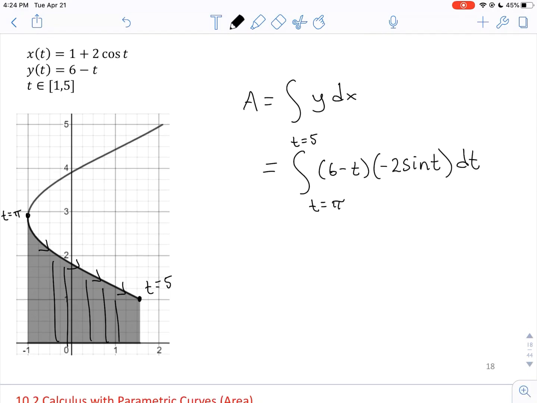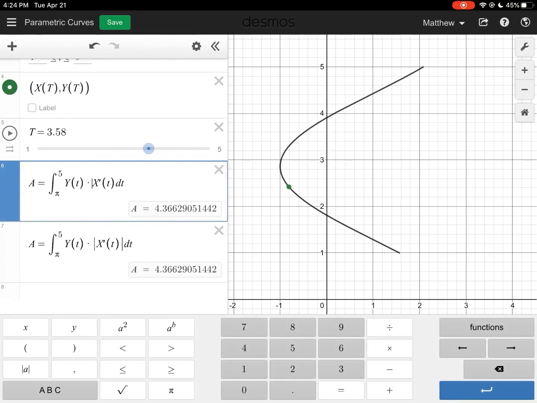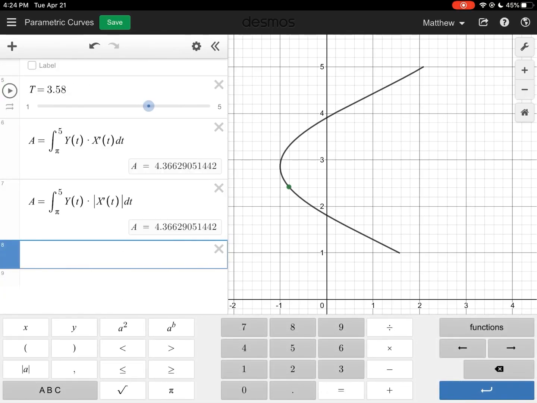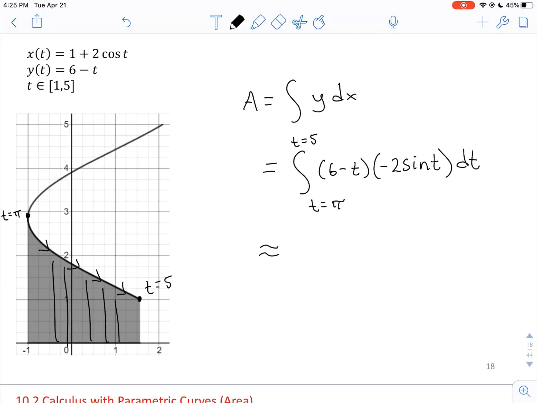And when we do this without the absolute values, we'll get a positive answer. With the absolute values, we also get a positive answer, the same answer. The reason the absolute values don't matter in this case is because on this interval, the graph is being drawn from left to right, which means that x prime, this function here, is positive on this interval. And that's obvious from this image because the graph is drawing itself from left to right. x is increasing, so x prime is positive. So the absolute values aren't needed here. Square units.